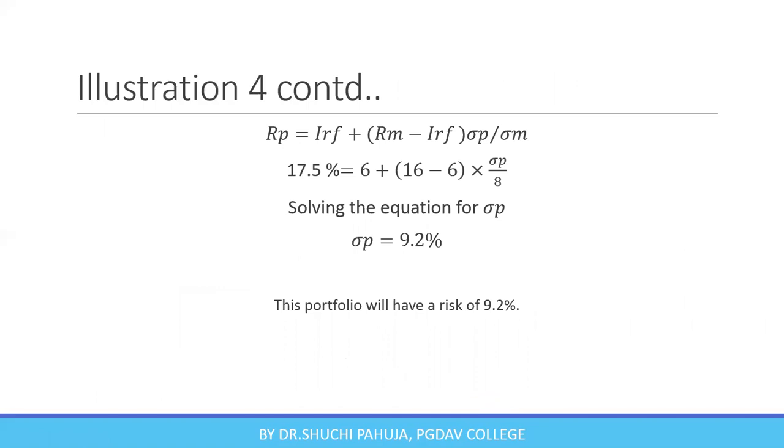Why are you bearing high risk? Because you expect high return. So you are an aggressive investor here. An aggressive investor will have a borrowing portfolio and a conservative investor will have a lending portfolio. This is all about CML theory.